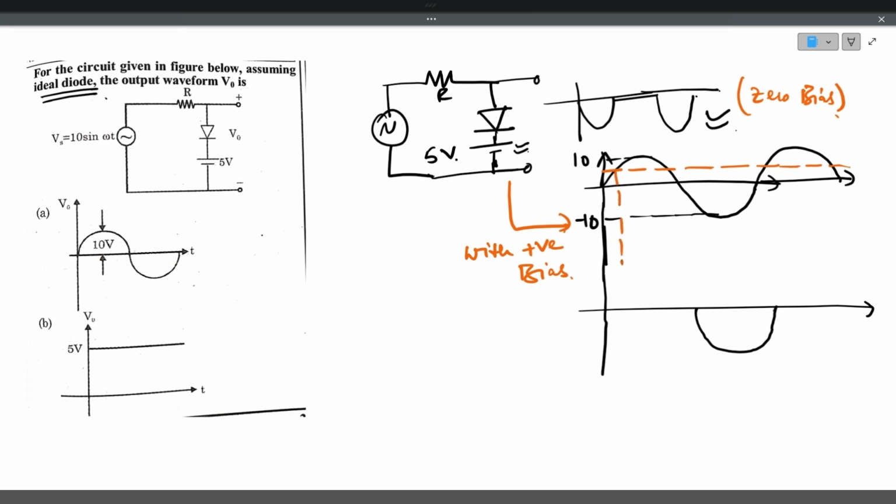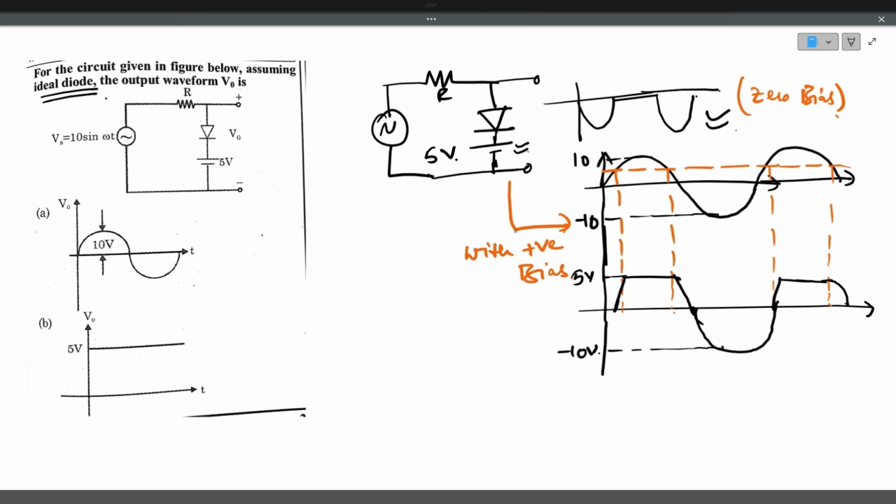So this is the positive 5 volt breakdown. Even that 5 volts will come into the picture. The waveform will contain a portion of the positive half cycle also. This is 5 volt, and this is minus 10 volt. This is the output waveform with positive bias.